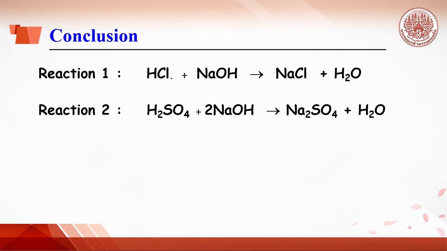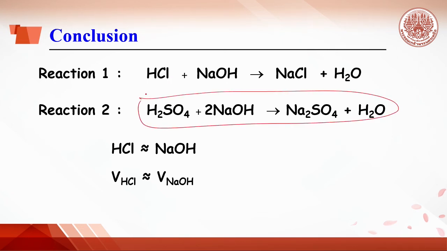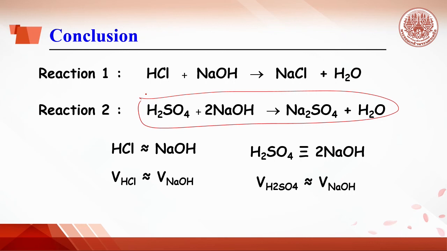In conclusion, we have two reactions. First reaction, acid reacts with base with the mole ratio of 1:1. Hence, if the titration uses the same volume of acid and base, we may conclude that the concentrations of acid and base are equal. In the second reaction, sulfuric acid and sodium hydroxide react with the mole ratio of 1:2. Hence, if the volume of the titrant is close to the volume of acid, it means that the concentration of acid is about half of the base concentration.